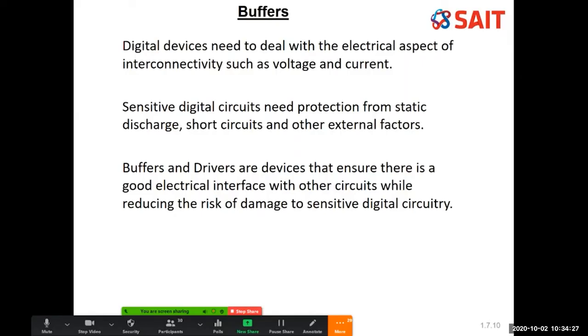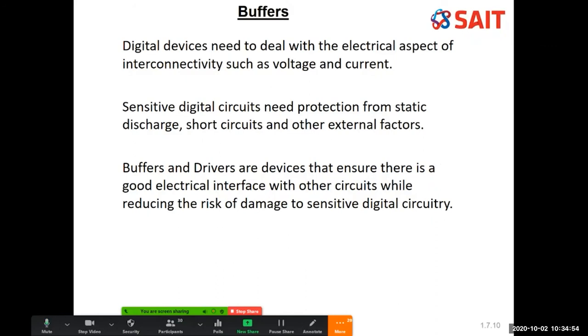Let's go back to my slide deck for buffers. So I need to deal with the real world aspect, the variation in performance. Okay, and we do this with a buffer. Sensitive digital electronics also need protection from static discharge. We talked about ESD, discharge shocks, when we talked about basic electric theory. We need to protect it from other factors. Buffers can often do that as well.